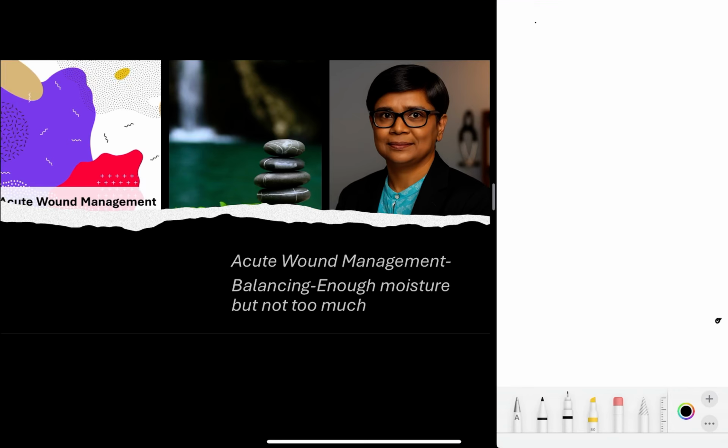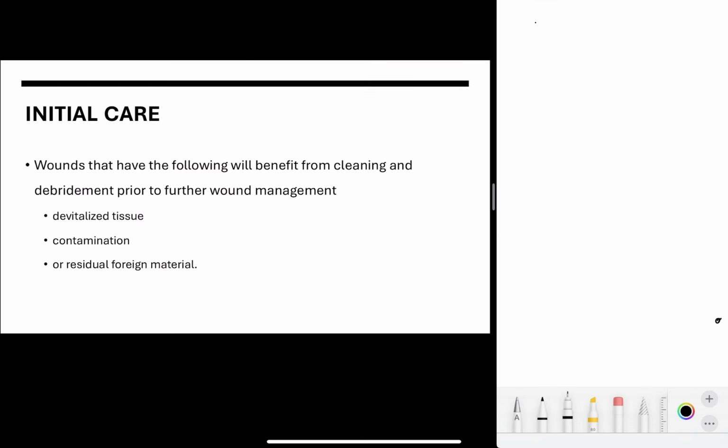So, in today's video, we will learn about acute wound management. The initial care of wounds. Wounds that have the following will benefit from cleaning and debridement prior to further wound management. That is, if a wound has devitalized tissue, contamination, or residual foreign material, it might benefit from cleaning and debridement prior to further wound management.